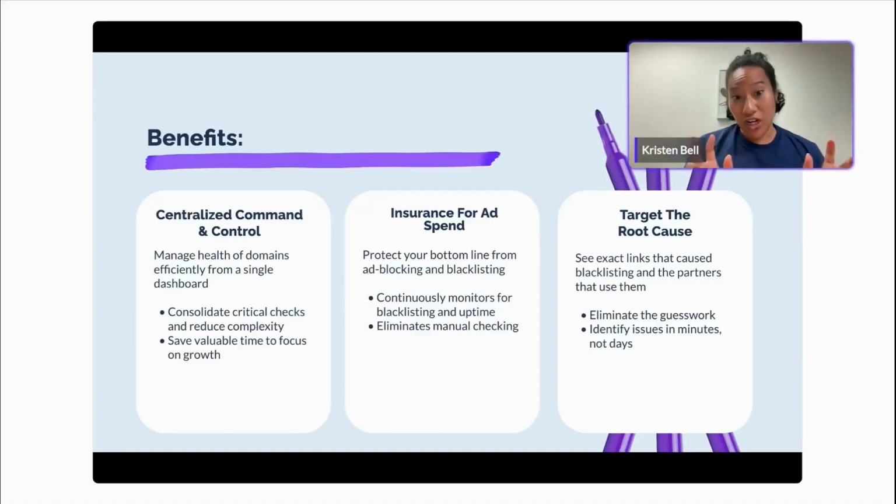And with that insurance, it actually goes hand in hand with being able to find the source of these problems. With Traffic Health and Google Threat Intelligence, which is one of the vendors that we use, you're able to actually see exactly which links are causing the blacklisting, where they're being blacklisted, as well as what partners are using them. And so we take away a lot of the guesswork for you. So you're able to really pinpoint the problem within minutes and not days, saving your campaign a lot of time, again, in that lost traffic and in that lost revenue.